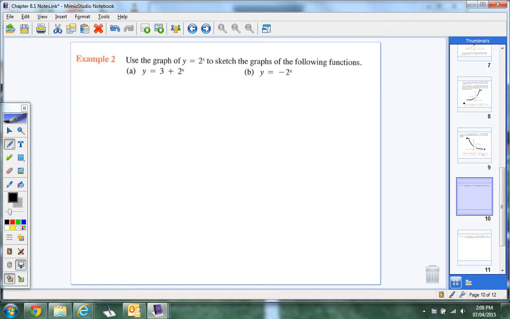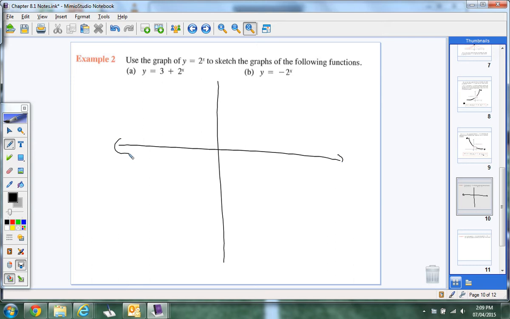Okay, so how does the 3 plus affect it? How does the negative 2 to the x affect it? Okay, so easily just plug in numbers and see what happens. You don't have to graph it and change it. Just see what happens. Okay, we can do them on the same graph. Okay, so think about how does a 3 plus 2 to the x affect it?